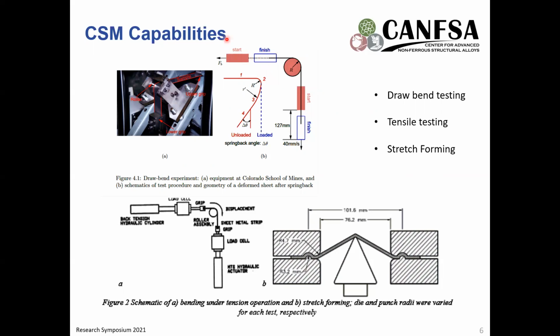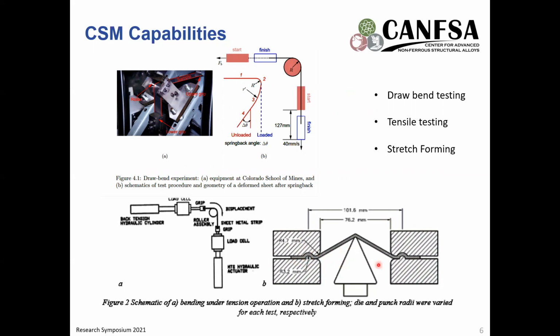The top die is in a load control, so it's at a constant back force, while the vertical grip is controlled in displacement. So it has a certain ramp rate that'll go down and pull the material over the die. We also have stretch forming, which is depicted down here.